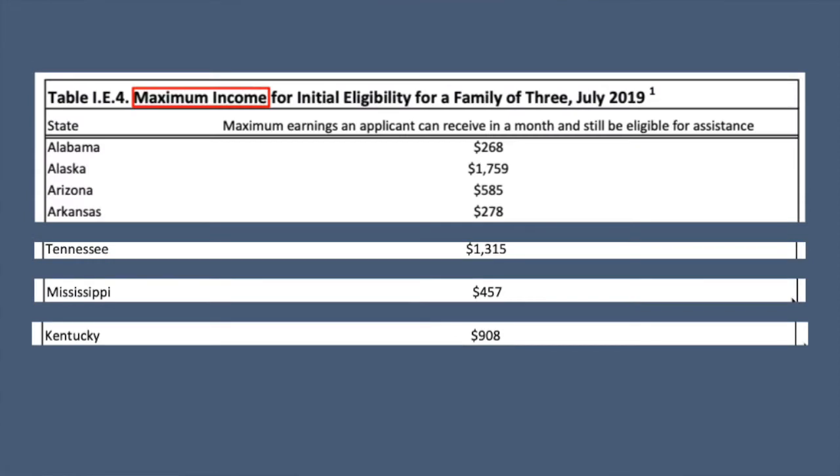This is the maximum income a family can have per month and be considered eligible for TANF. Now, this is not the only thing. There are also asset limitations and resource limitations. But you can see that in the state of Tennessee, a family with $1,315 a month in income or less could qualify. And that's just an initial qualification for TANF. In Alabama, it's $268 a month, much lower. Mississippi, $457 per month, also lower.